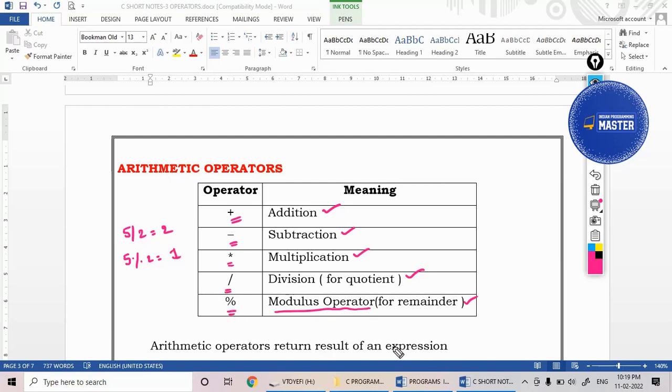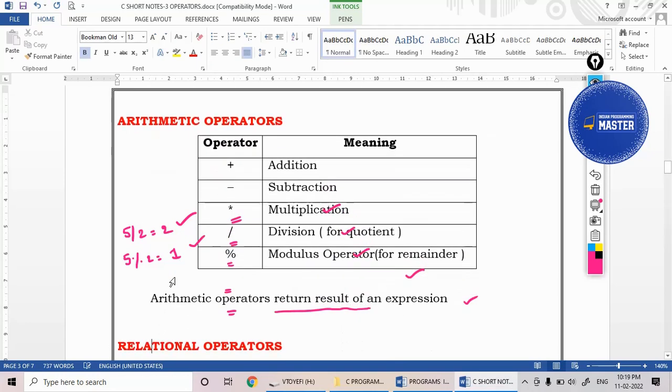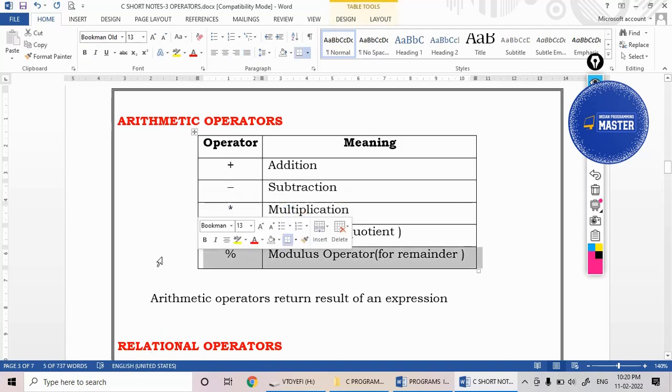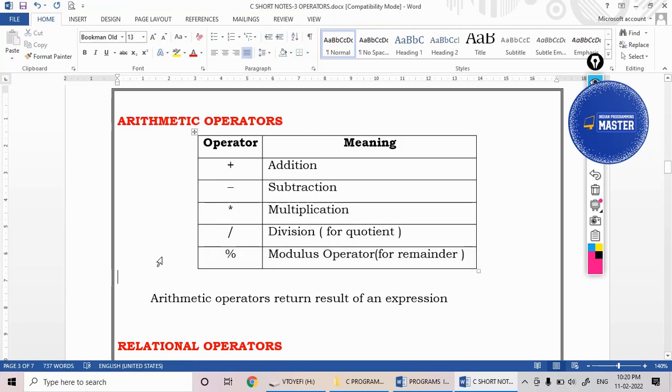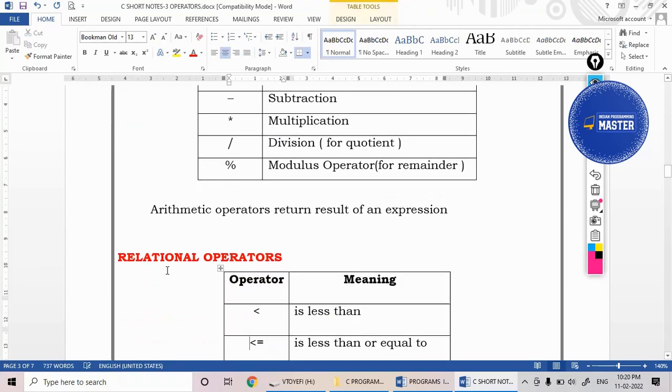Whatever expression you write with these arithmetic operators, a value will be returned. Finally, you get some value here. We will see the programming examples for each and every operator in the programming videos. In this video, we just see the theory part related to all these operators.